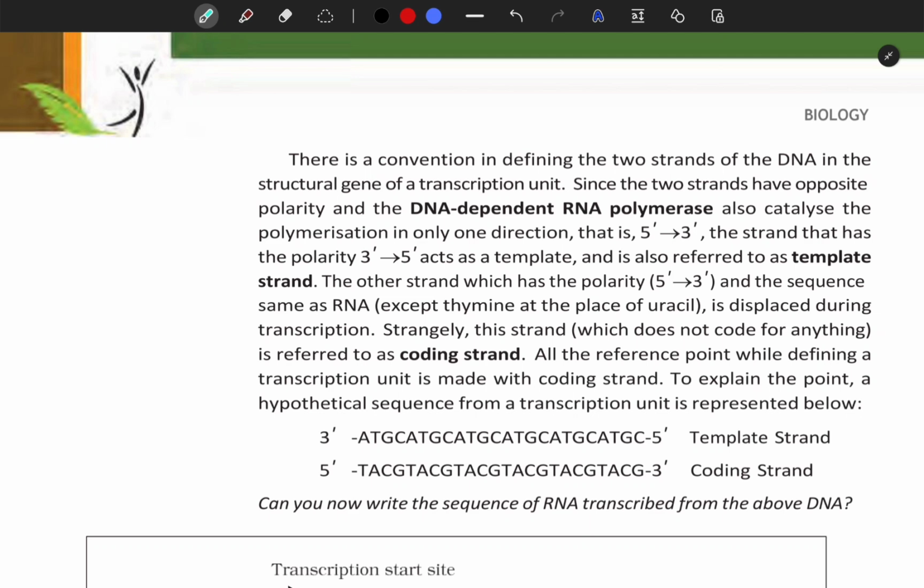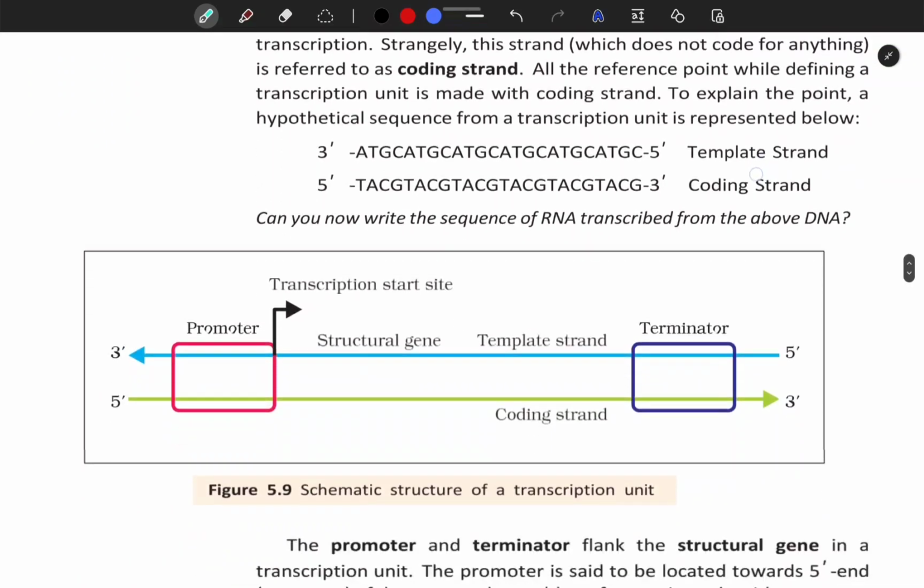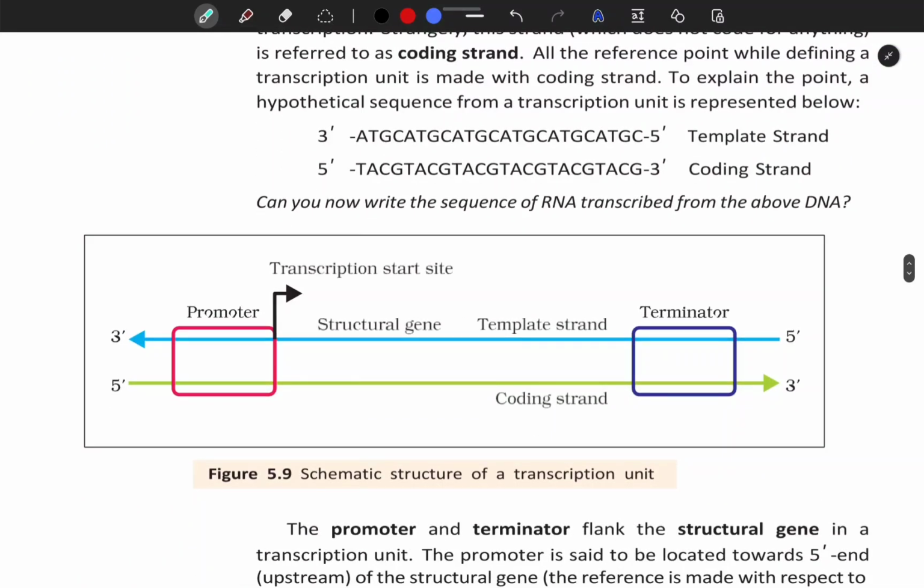To explain the point, a hypothetical sequence from a transcription unit is represented below. From 3' to 5' is the template strand, and from 5' to 3' is the coding strand. Can you now write the sequence of RNA transcribed from the above DNA? Figure 5.9 shows the schematic structure of a transcription unit.